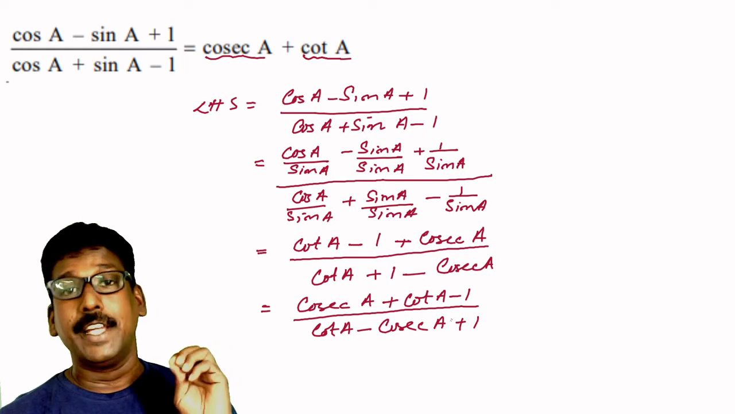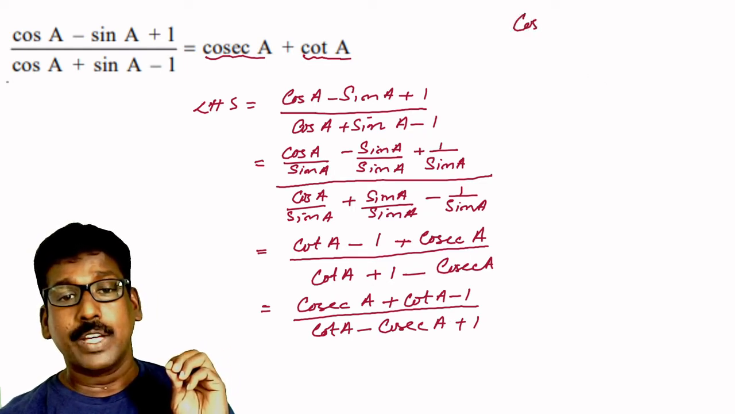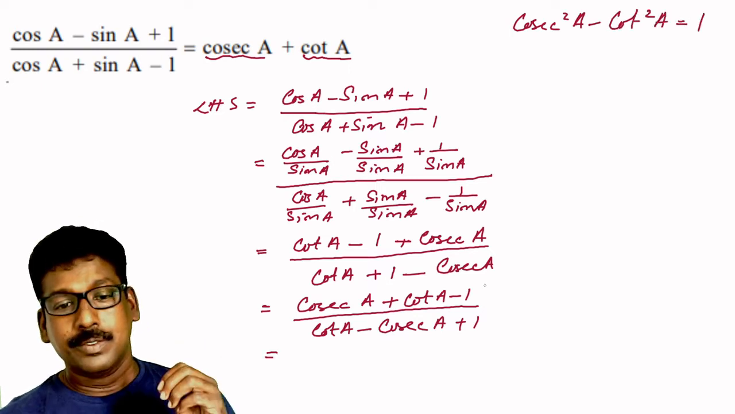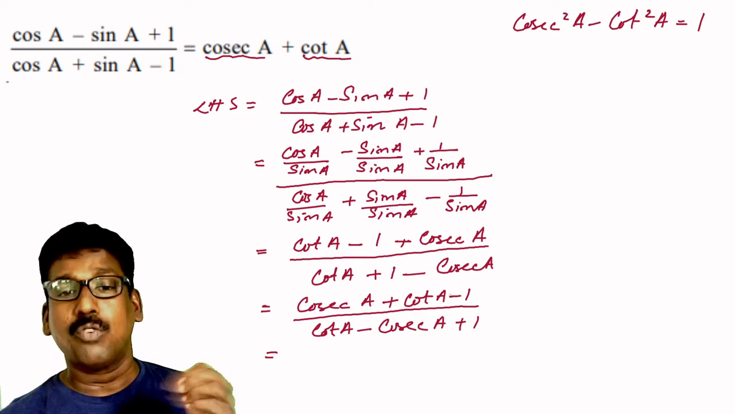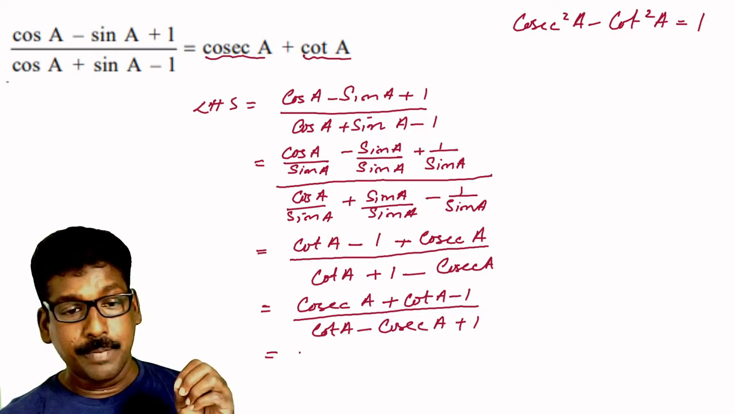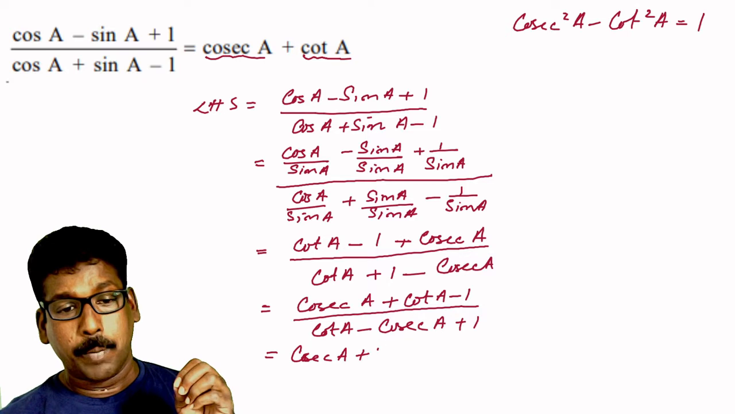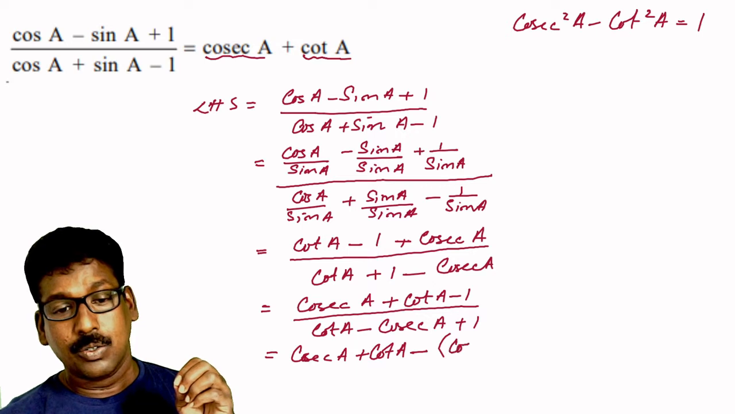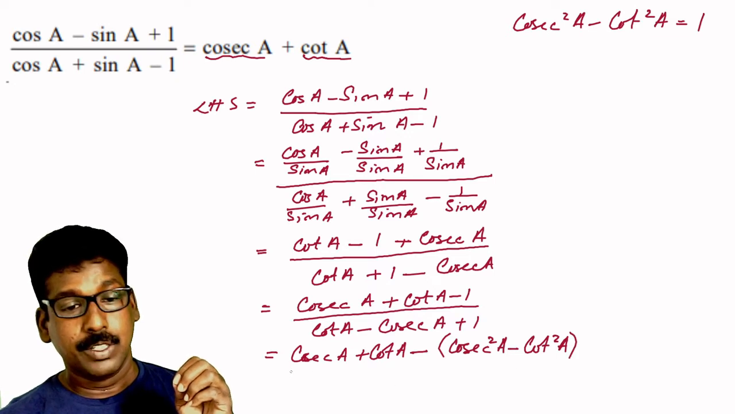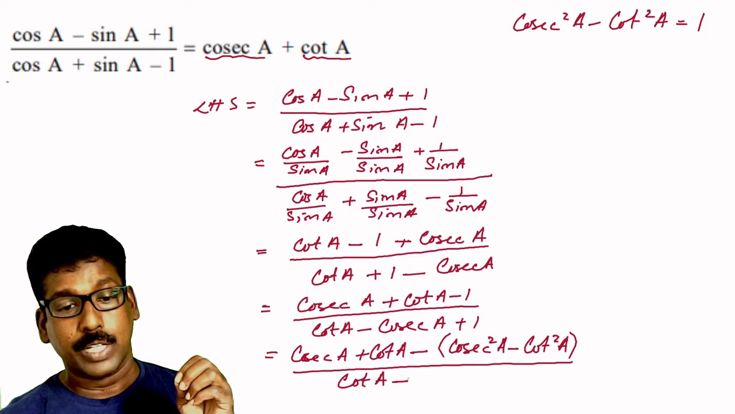Because there is an identity, that is cosec square a minus cot square a is equal to 1. Here in the numerator, instead of 1 you can write cosec square a minus cot square a. So the numerator will be cosec a plus cot a minus, instead of 1 you can write cosec square a minus cot square a, whole divided by the denominator as it is, cot a minus cosec a plus 1.